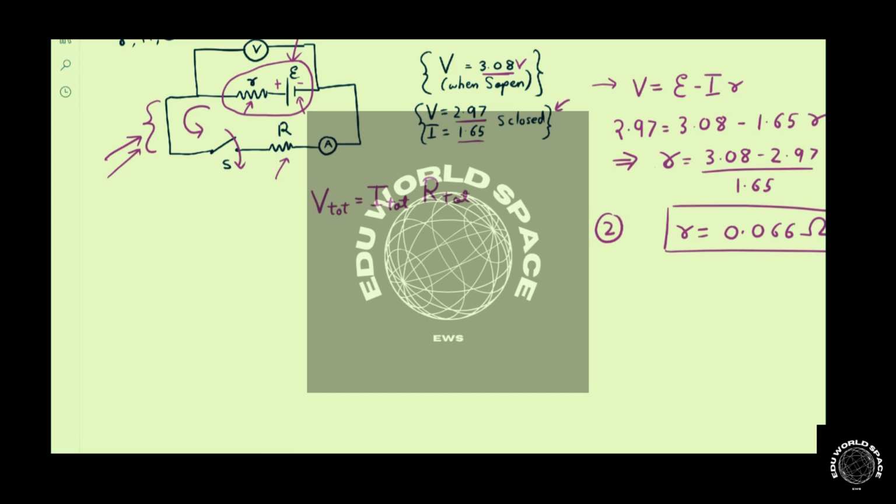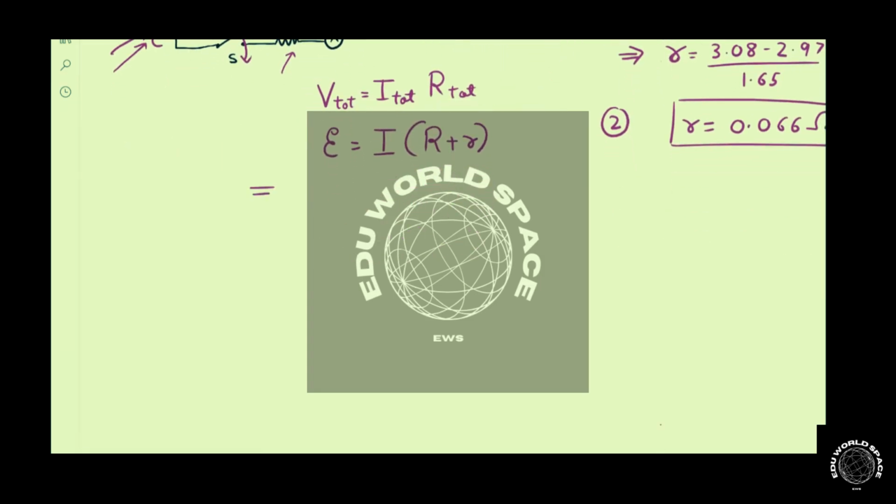Total potential for our loop is just the EMF. Total current is I. And now there are two resistors in our loop, this capital R and small r. So the total resistance is R plus small r. With some basic algebra, we can rearrange terms to solve for the unknown, which is capital R.